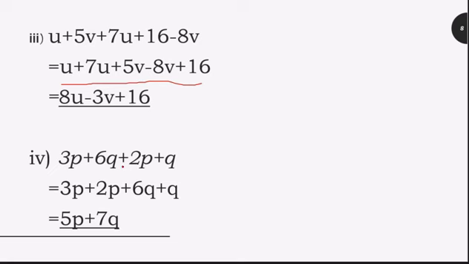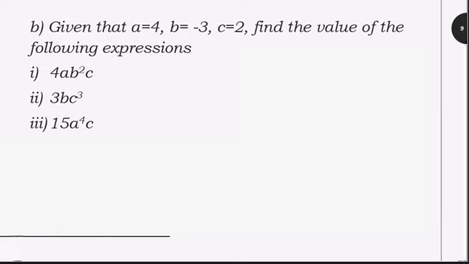3p plus 6q plus 2p plus q. What do you get? 3p plus 2p. Put them together as well in alphabetical order. Then you are going to get 5p plus 7q. Okay, let's go.